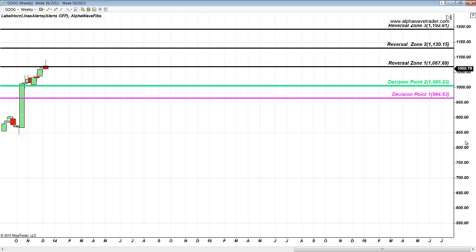Back to Google Weekly. No, I would not touch Google at this level. I would be monitoring for signs of reversal. But the bullish trend is incredibly powerful. Based on daily chart, weekly chart, this is my third target.